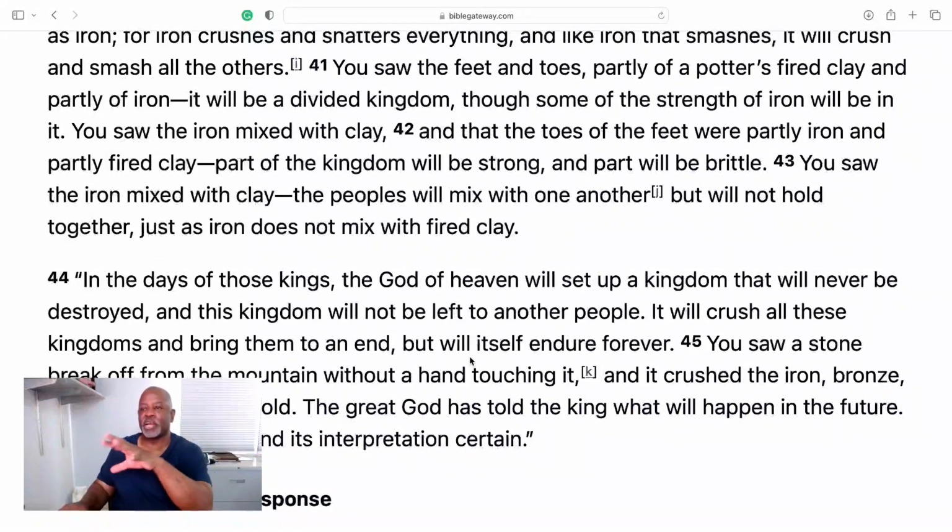Now, I'm going to stop here because we're not going to get this far into this. I will say, verse 44, in the days of those kings, the God of heaven will set up a kingdom that will never be destroyed, and that kingdom will not be left to another people. All right.